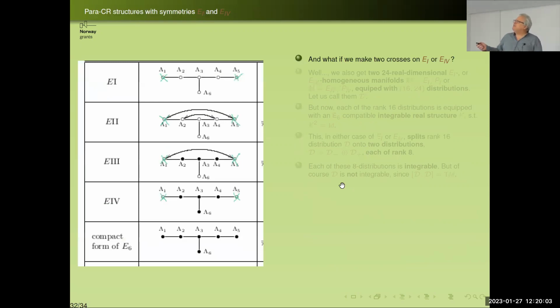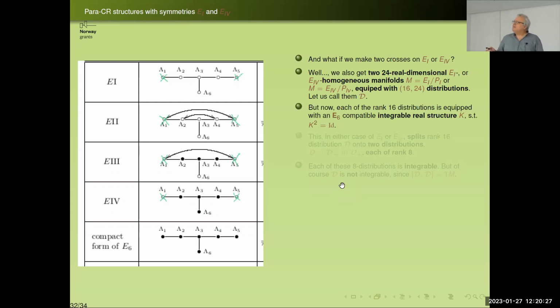And what if we take E1 and E4 and we do the same? What if I just do it here, not like Cartan, only one node, but this one and this, then what you see, we also get a 24-dimensional E1 or E4 homogeneous manifold, with a 16 distribution. But now this distribution has no J in it, but K, such that K square is identity. So what we have is E6 symmetry para-CR. These are called para-CR structures and accidental para-CR structures.